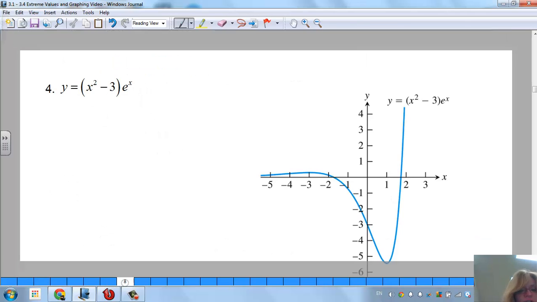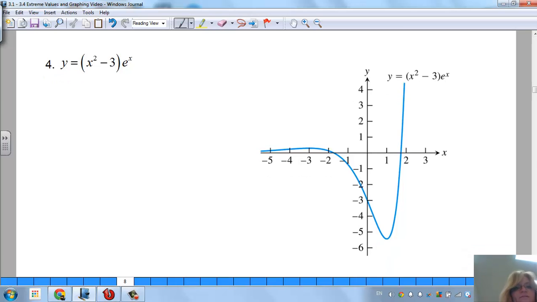All right, let's try another one. So now we have this wonderful function here. We have an actual graph for it. It's x squared minus 3 times e to the x. So we're going to see if we can find the critical points. It looks like this is a local min here. It looks like something's happening here, but we're not sure.